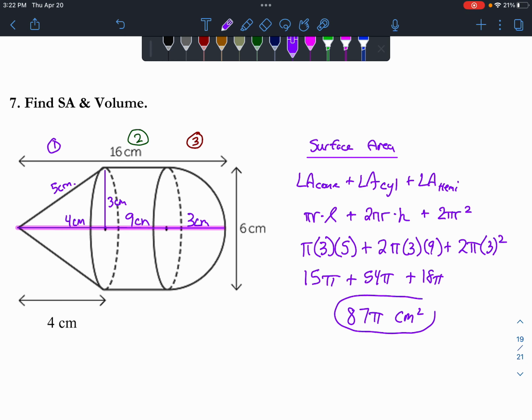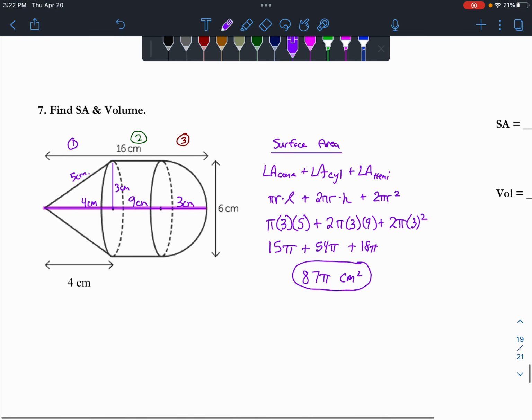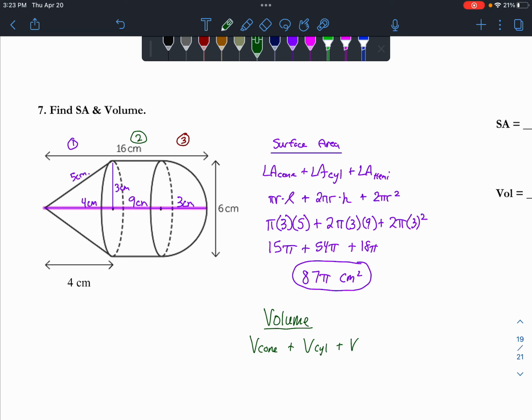So you can see that's a pretty interesting problem. Lots of work when it comes to surface areas. When it comes to volume, life's a little bit easier. Shape number 1, I need the volume of a cone. I need to add the volume of a cylinder, and I need to add the volume of a hemisphere. All 3 of those have their unique formulas. For the cone, your base, which is pi r squared, times your height, divided by 3. That's the volume of a cone.